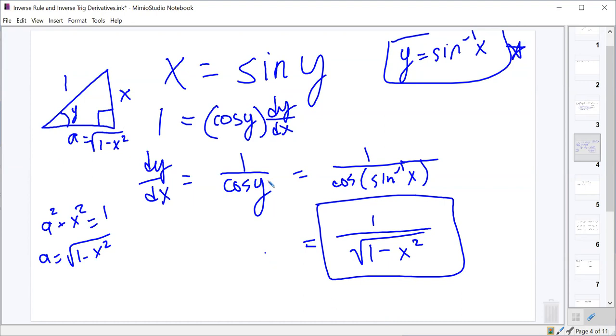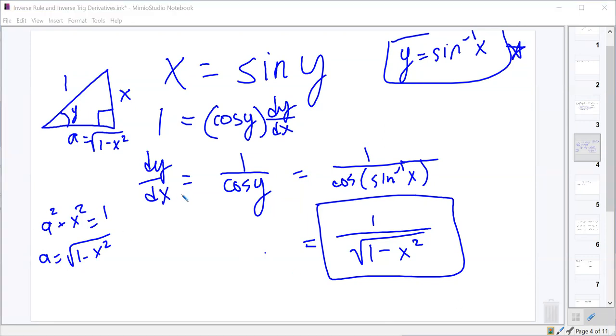Everybody see how we transition from cosine y, where y is the angle for a sine function that equals x, into 1 over root 1 minus x squared? Yeah. Okay. Anybody see another way we could do that?